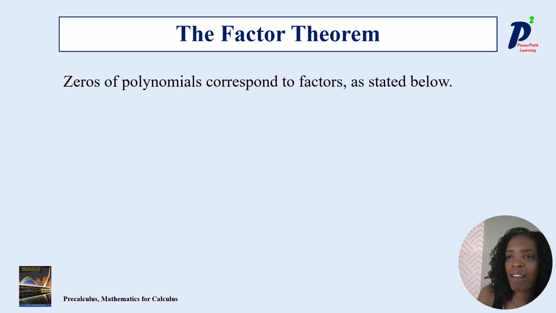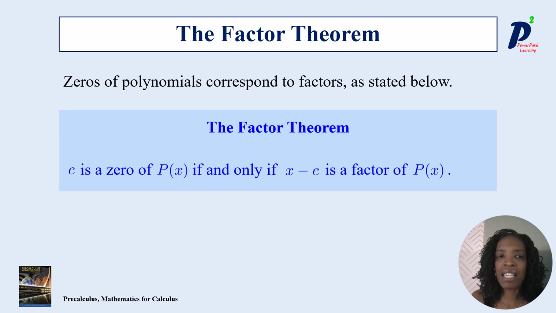Zeros and factors have a relationship, and as a result, we can apply the following theorem. The factor theorem states that c is a zero of p of x if and only if x minus c is a factor of p of x. Now let's think critically about what that means. The following three statements are equivalent.